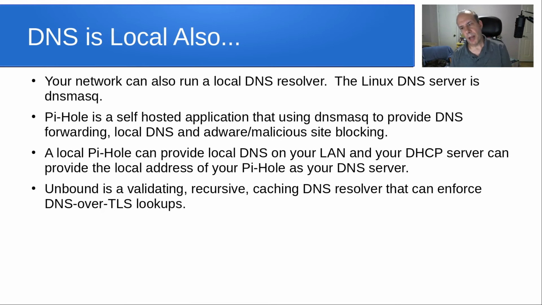So there's another program in Linux called Unbound, and it is a validating recursive caching DNS resolver that can enforce DNS over TLS lookups. Everybody thinks that your data is secure over SSL, and that's true because SSL encrypts everything. But the one thing it doesn't encrypt is the DNS names. That's how your internet service provider knows all the sites you're going to.